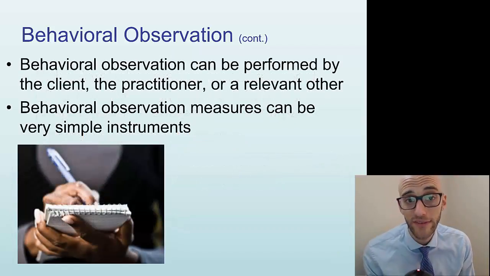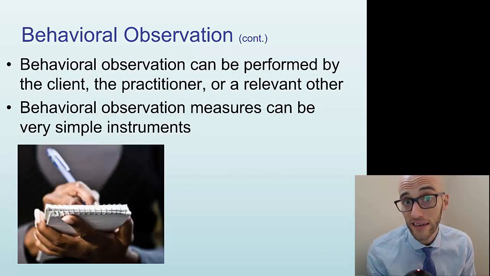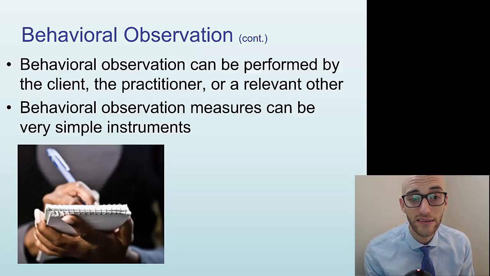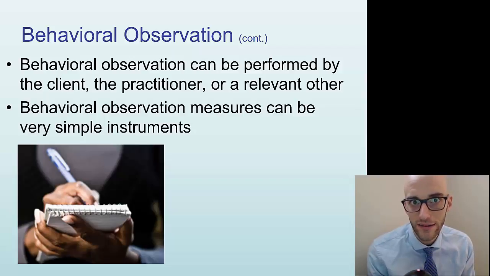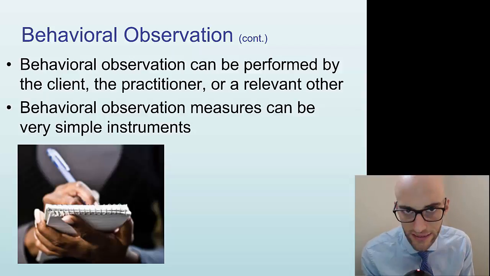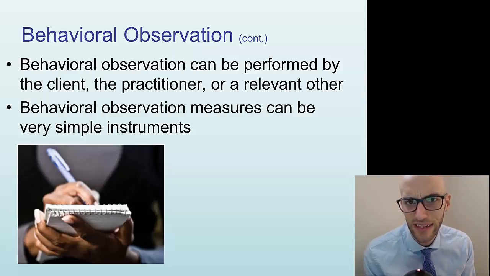So the nice thing about behavioral observations is they can be performed by the client, the practitioner, a friend, roommate, relevant other, spouse, whoever it may be. And they're typically pretty simple instruments. And you may have already had some experience doing a behavioral observation and not even realized it. So for instance, sometimes people are on like a specific type of diet and they're measuring the number of calories intake per day, or maybe they're trying to increase the number of ounces of water consumed per day. So that would just be a simple behavioral observation measure. And oftentimes people have already been doing these without really even realizing it.